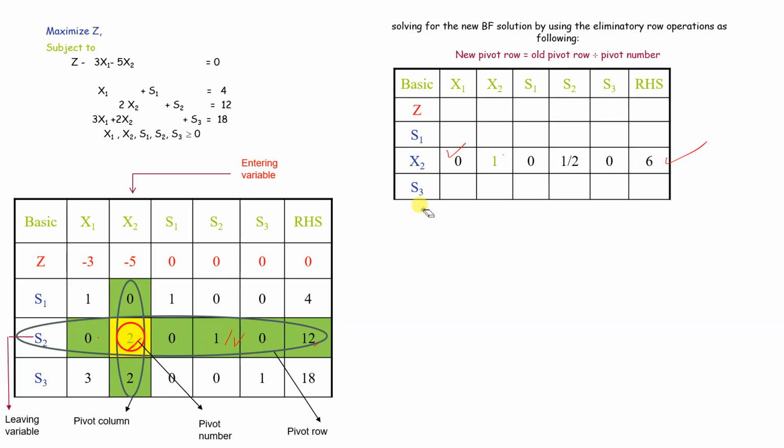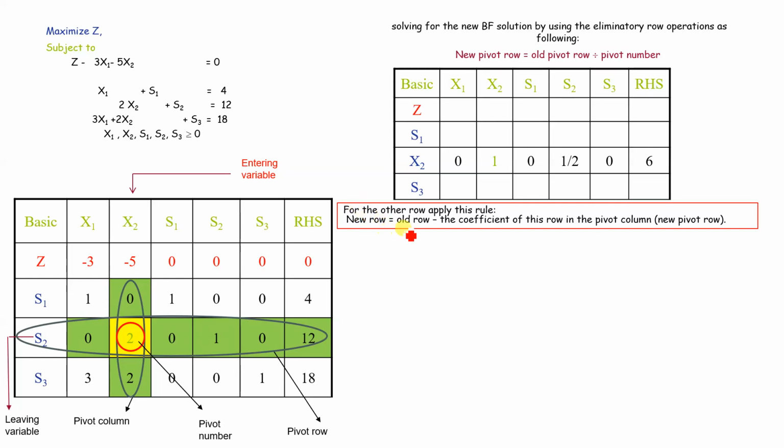For the rest of the rows, our target is to make all the rest of the elements in the pivot column 0. For this, we have to perform row operations, and that row operation will work like this: new row is equal to old row minus the coefficient of this row in the pivot column times the new pivot row. Okay, so let's try, and you will learn the process.